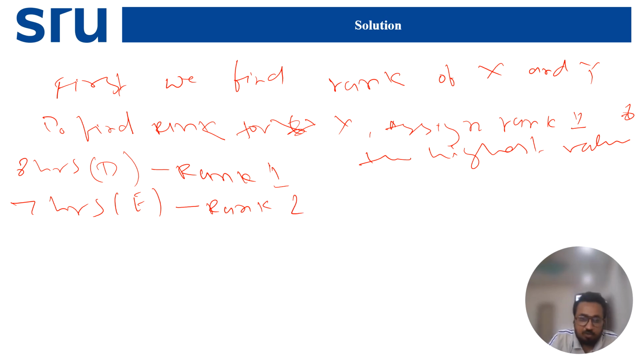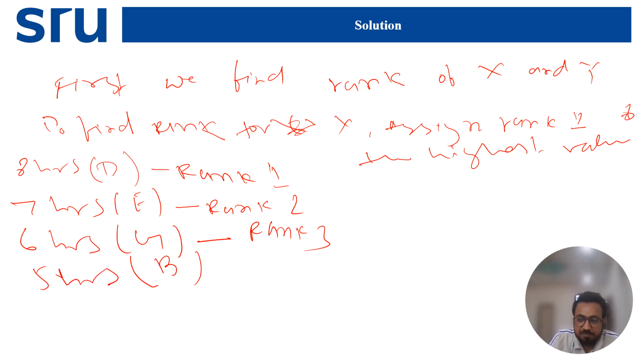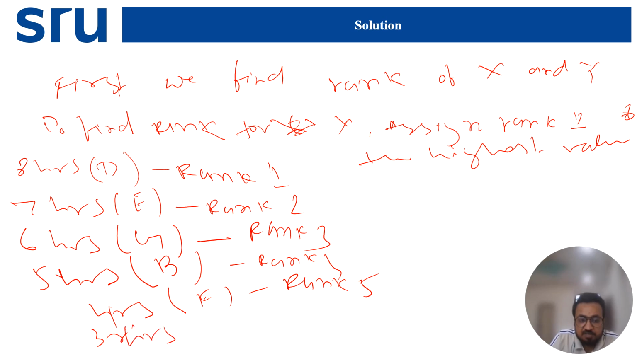2, and for 6 hours for student G, the rank will be 3. For 5 hours for student B will be rank 4. For 4 hours for student F will be rank 5. For 3 hours for student C the rank is 6.